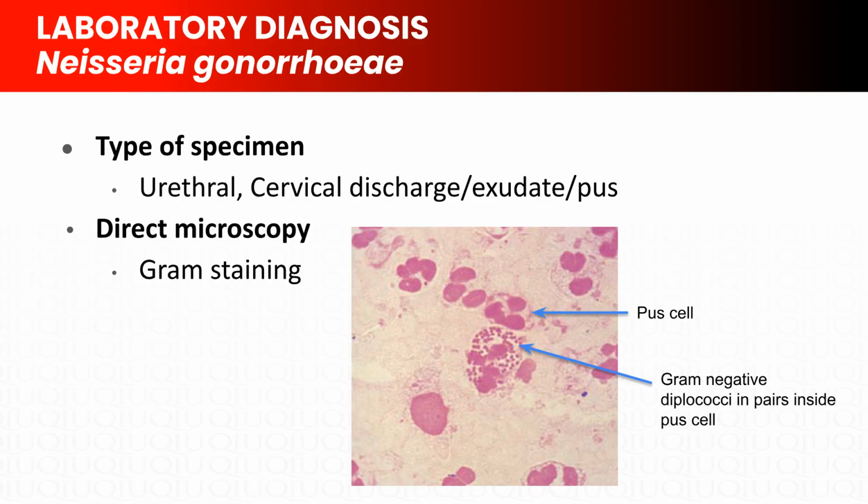The diagnostic performance of gram stain varies significantly by specimen type and patient population. In symptomatic men with urethral discharge, gram stain has excellent sensitivity, 90 to 95%, and specificity, 95 to 99%. This means if you see intracellular gram-negative diplococci in urethral discharge from a symptomatic man, you can be very confident it's gonorrhea. However, in women with cervical specimens, the sensitivity drops to only 40 to 60%. This is because women often have fewer organisms, and the normal vaginal flora includes other bacteria that can complicate interpretation.